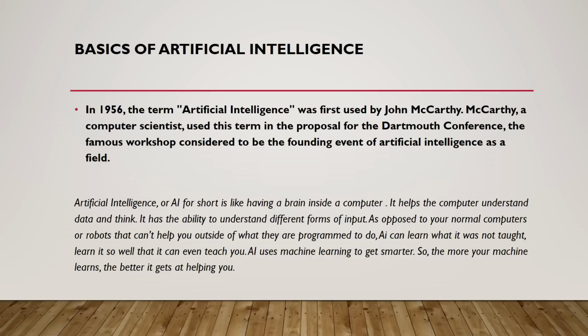It uses machine learning to get smarter. So the more your machine learns, the better it gets at helping you. As opposed to, let me say, a robot programmed to pick up trash from here and drop it there. That's the only thing it can do. But AI machines will learn to pick up trash, and if they see something that is not trash, they won't pick it up. Do you understand?